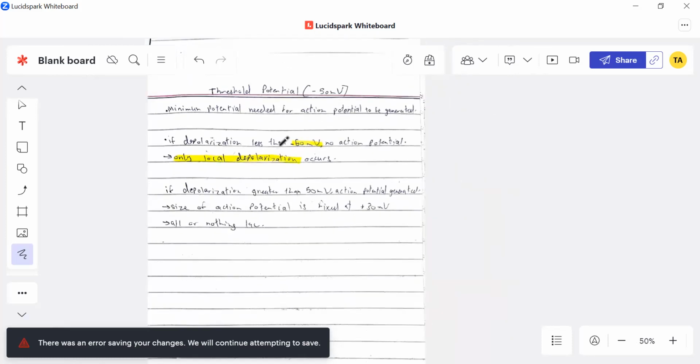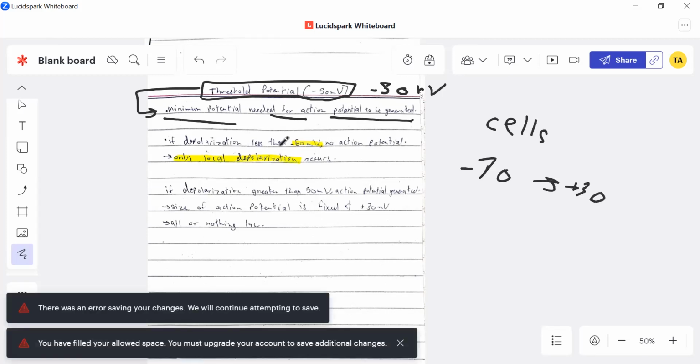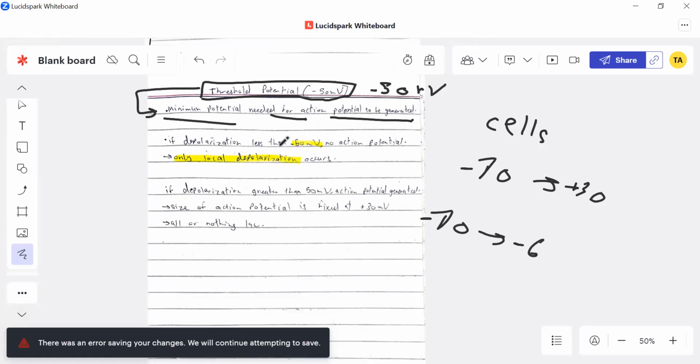There is a brief electrical charge which is -50 millivolts. This is called the threshold potential. And this potential is the minimum potential needed for an action potential to be generated. So if the cell goes from -70 to +30, then only can an action potential be generated. But if it's going from -70 to say -60, then there would be no action potential.